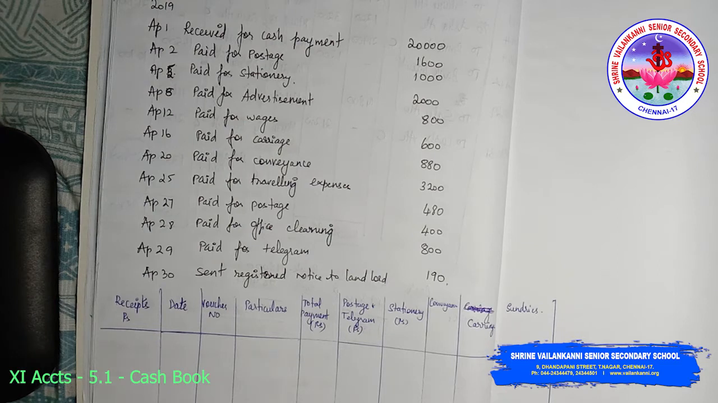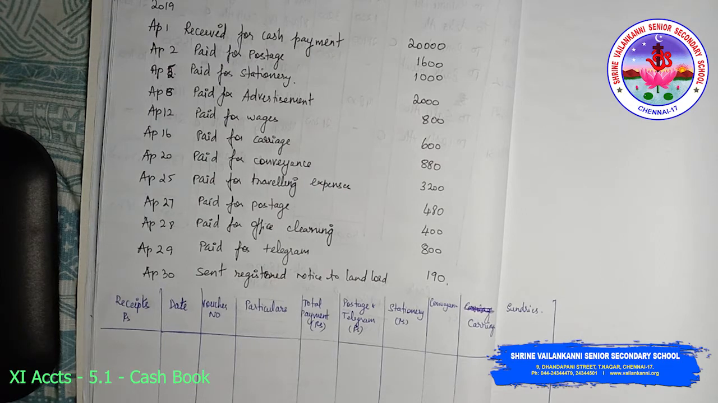April 27, paid for postage 480. April 28, paid for office cleaning 400. April 29, paid for telegram 800. April 30, sent registered notice to landlord. So this is the question.